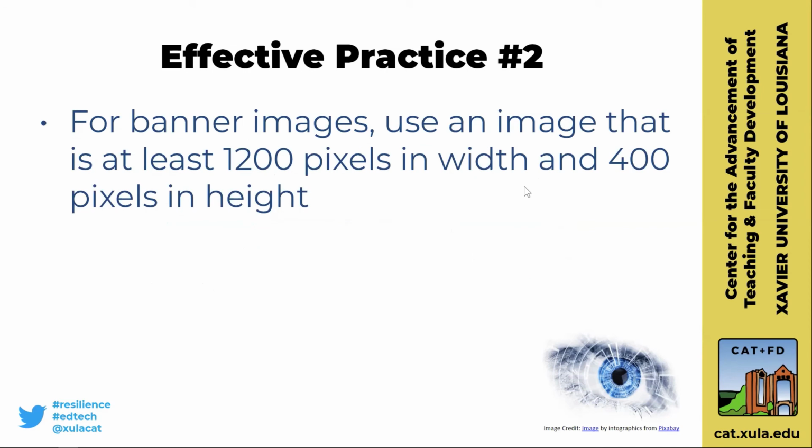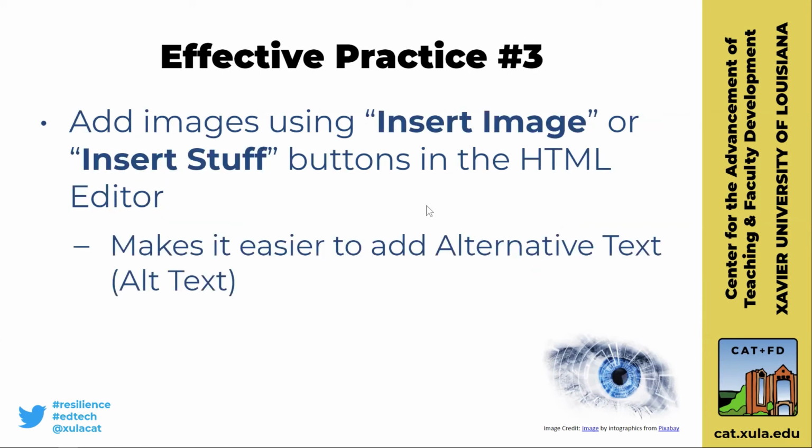If you are using a banner image, we found that an image that is at least 1200 pixels wide by 400 in height works best for a banner image. Effective practice number 3: when you're adding images, use the insert image or insert stuff buttons in the HTML editor. You may recall when I was adding that banner image, because I clicked on the insert image button, I was immediately prompted to enter some alt text. And so this would make that image accessible.